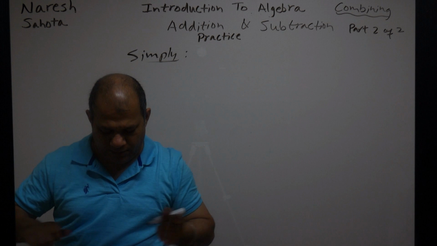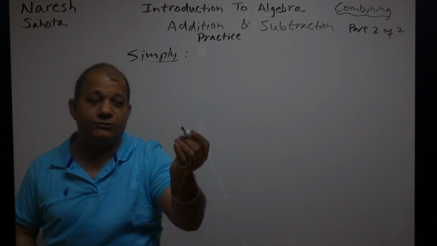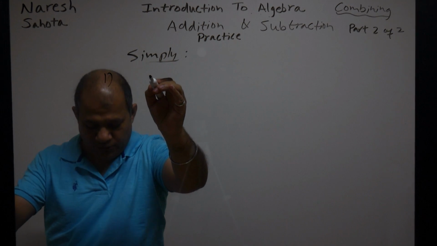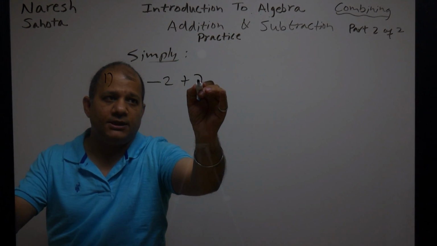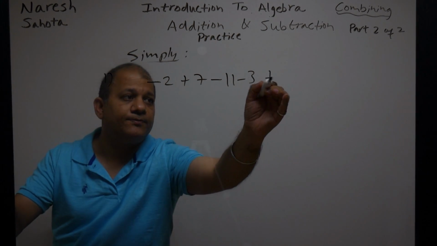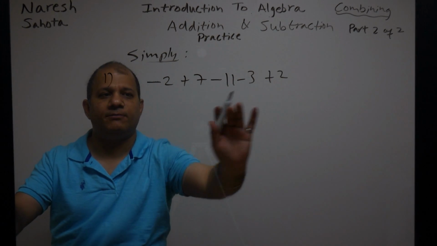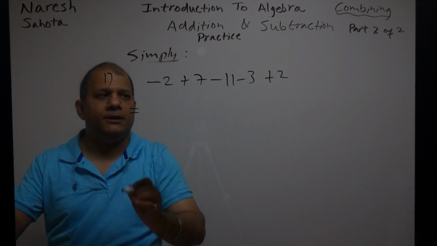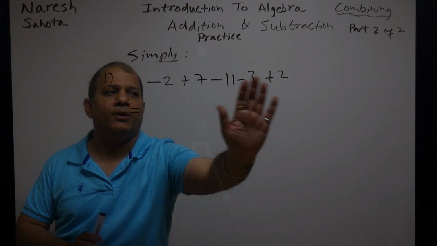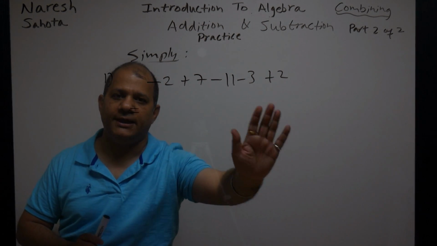Okay, so now let's use more than 2 numbers. So if we have negative 2 plus 7 minus 11 minus 3 plus 2. If we are simplifying something like this, now one approach you can take is write all the positive numbers first and then write all the negative numbers.